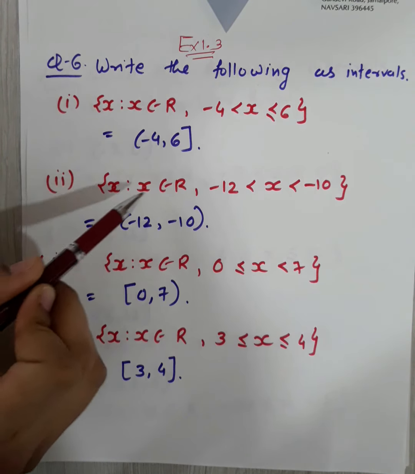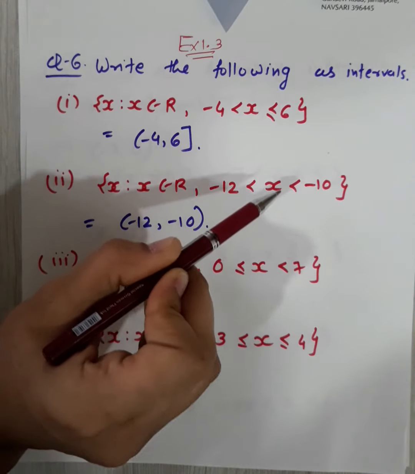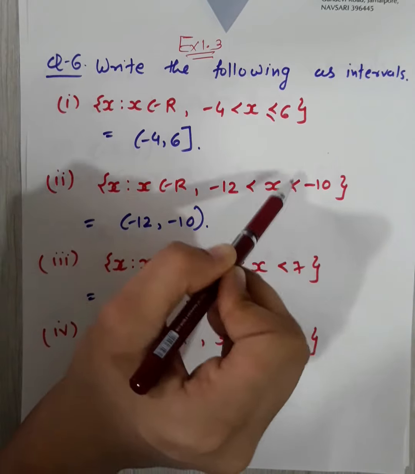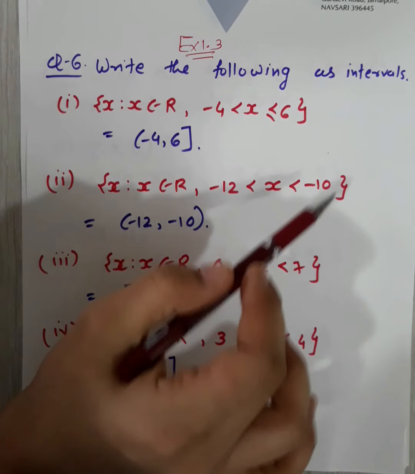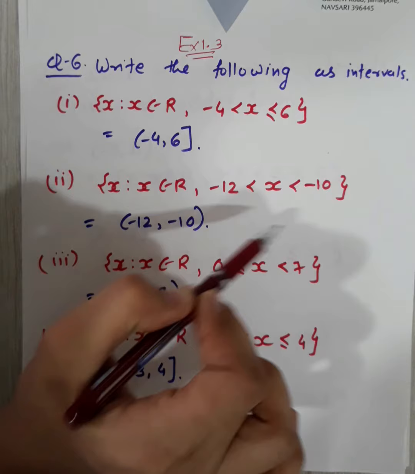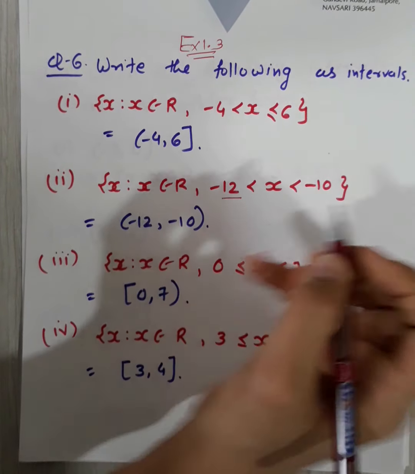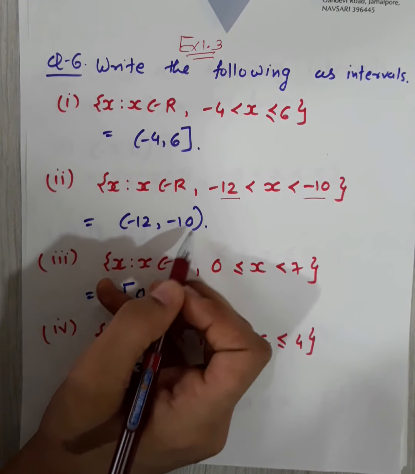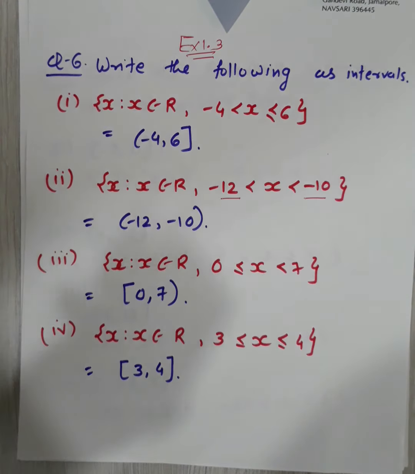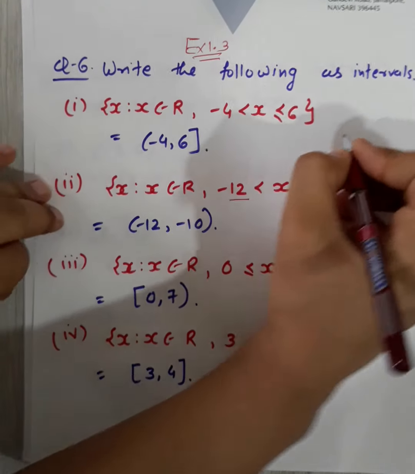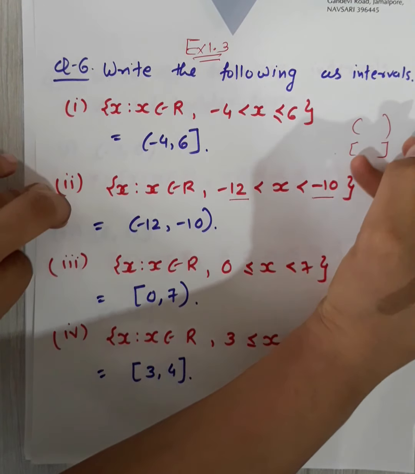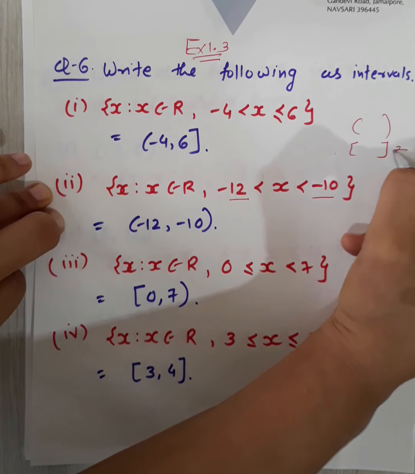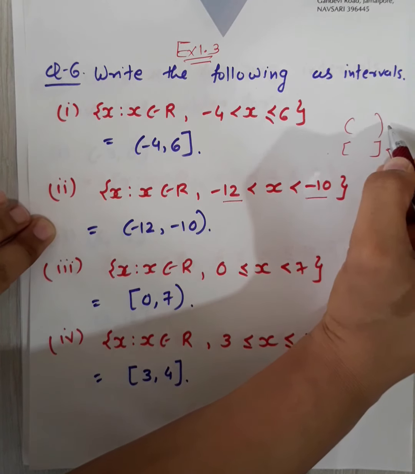For all x such that x belongs to R, -12 less than x less than -10. Now this is the open interval because both less thans are there. Less than or equal is not there, only less than is there. So you don't have to consider -12 and -10. You just write parentheses, -12, -10. This is all the game of parentheses and square brackets. If we have to consider that particular value, then you write a square bracket, and if we don't have to consider it, then parentheses.